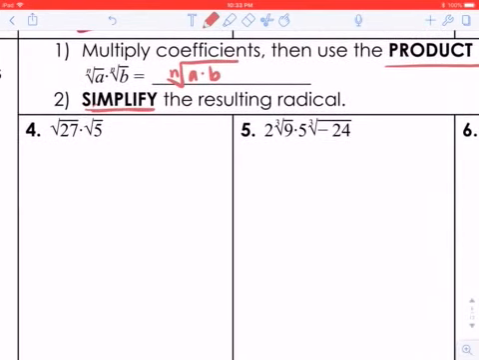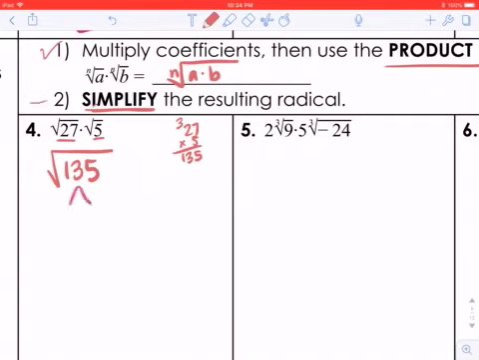So if I have this here, I know that 27 times 5, inside with inside, so the inside number times an inside number. 27 times 5, you can do this on your calculator. I don't have mine out, so that's 135. So I multiplied them together. That's awesome. My next step is to simplify.